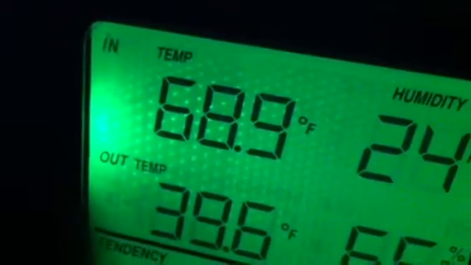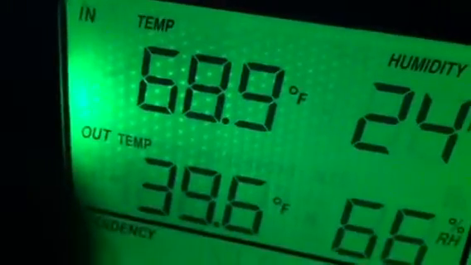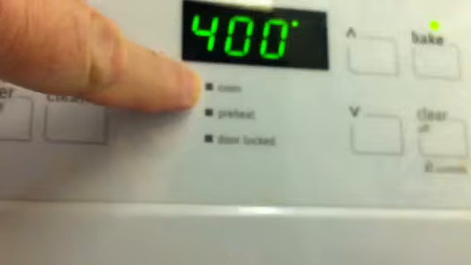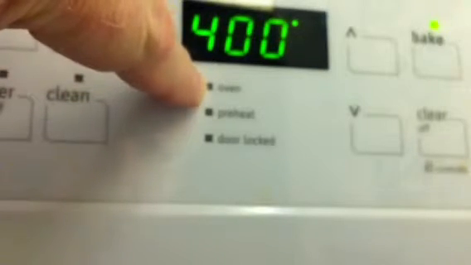So let's look at what the temperature is here in the room. The temperature is now 68.9 degrees. Outside it's 39.6. You can do whatever you want with that information. But then we go over here to the oven, and here it is sitting at 400. And here is the oven light, and that means the oven is off right now.